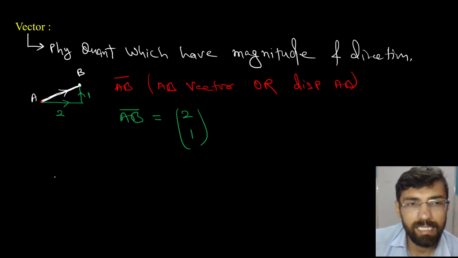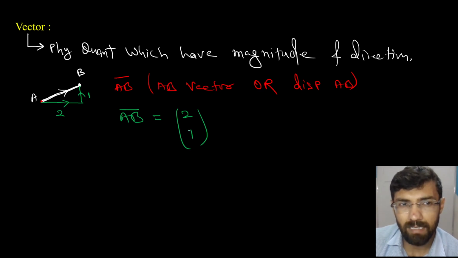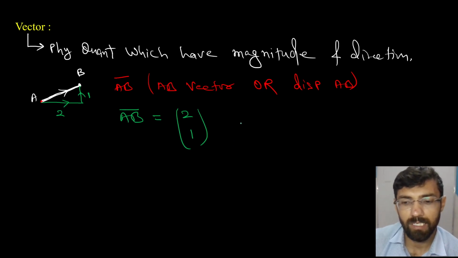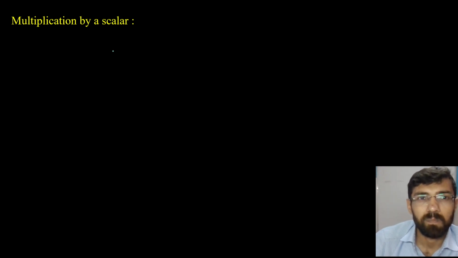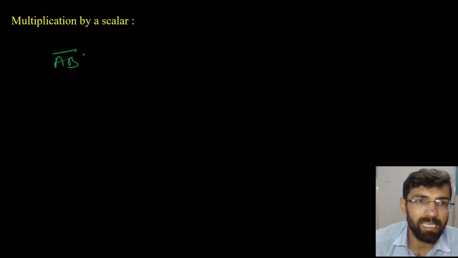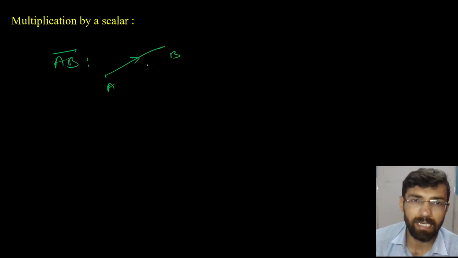Next, let us see multiplication by a scalar. Multiplication by a scalar means, let us say there is some AB vector, and graphically I am showing you the graph of the AB vector. Let us say this is the AB vector. You can see the distance and also the direction.